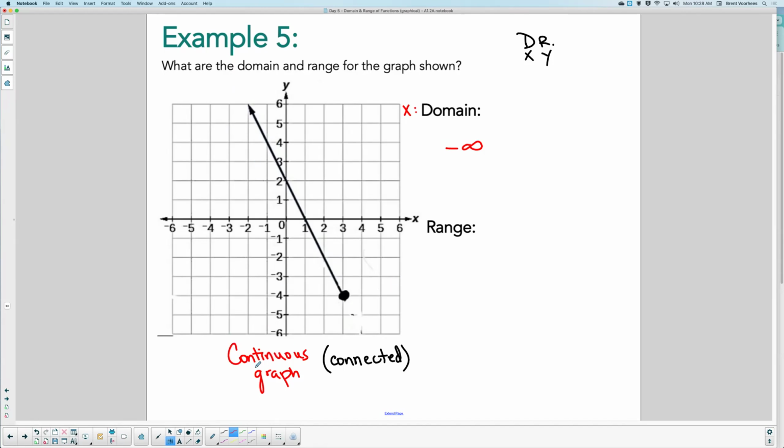Now, remember what we said, if it's continuous, you're now going to do less than x, which is less than. So this arrow runs to infinity. But to the right, we don't run to infinity. Where does the graph stop going to the right? Ooh, we got the y value. Domain is x. What's the x value? 3. So put a 3 there.